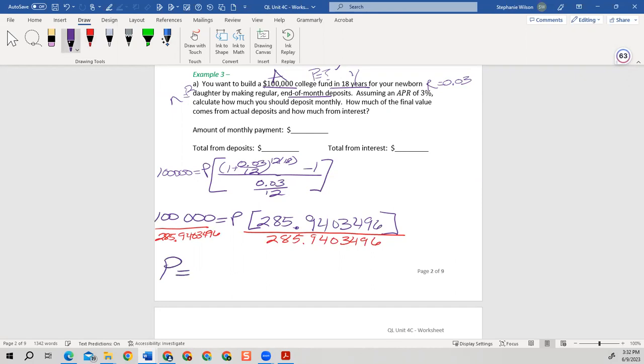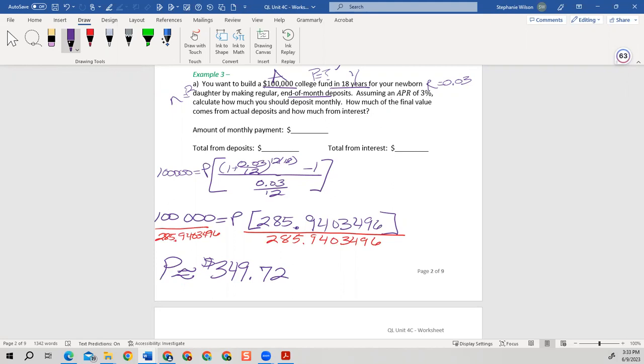Now, P is equal to 100,000 divided by 85.9403496. Okay, so now I came up with, and I'm going to round to the nearest hundredth, $349.72. So I need to deposit no less than $349.72 each month in order to have my end goal.